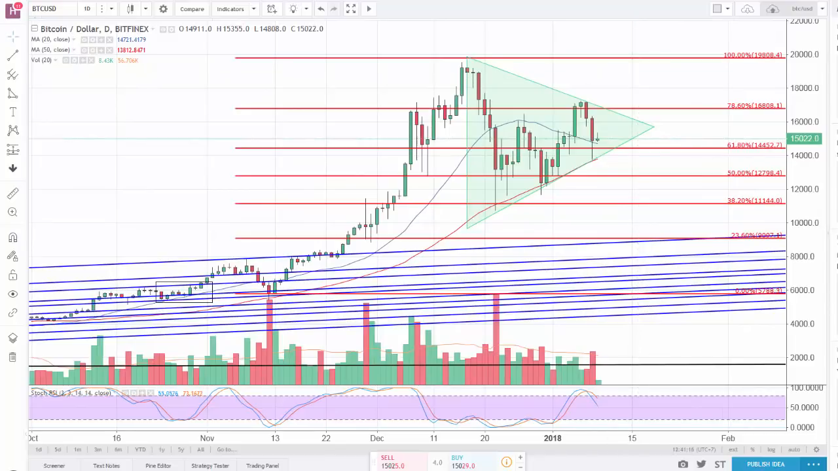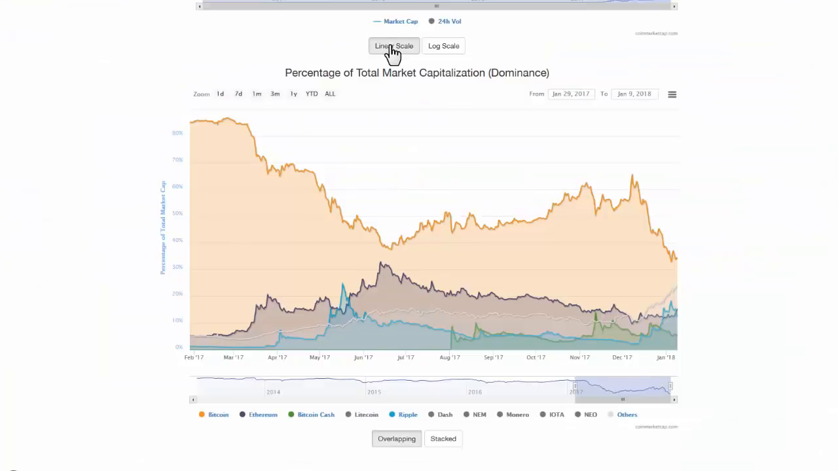Now, let's go to the Bitcoin dominance versus altcoins. I think the Bitcoin dominance has been going down too much and too fast, and I think it found some support here at 33% more or less, and I expect a bounce here. I expect a bounce and Bitcoin going up, but a bounce doesn't mean a reversal.